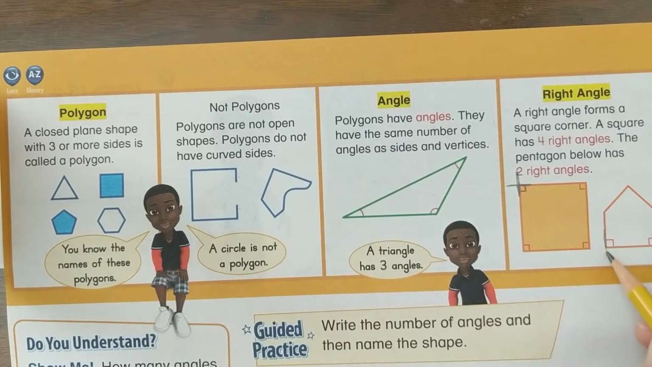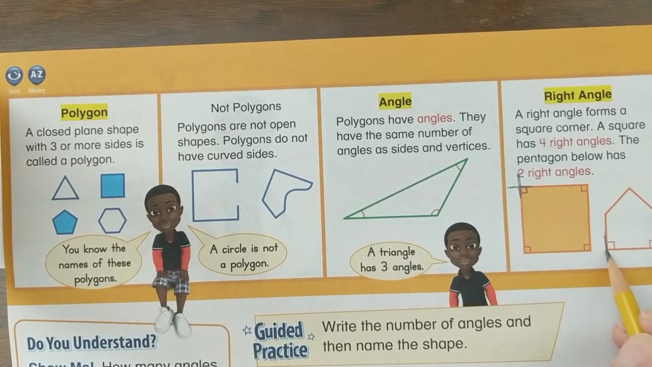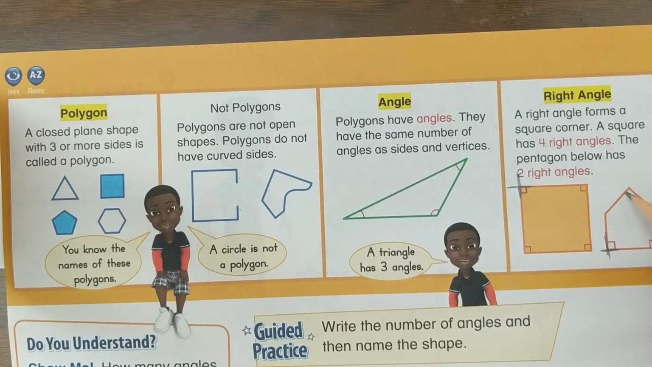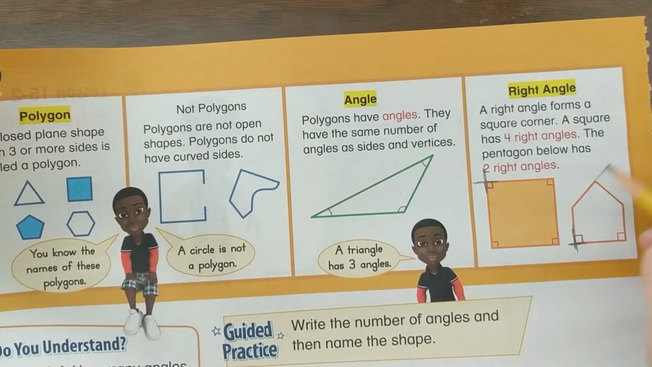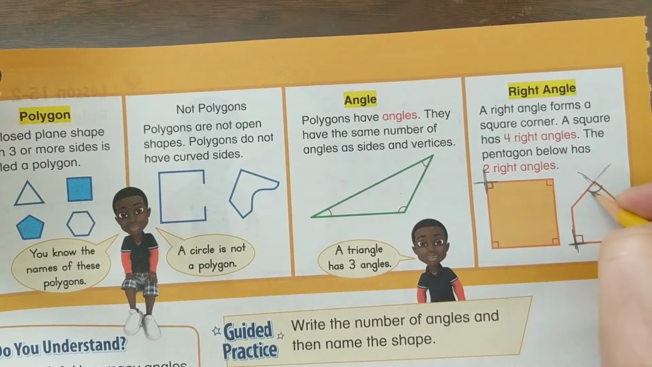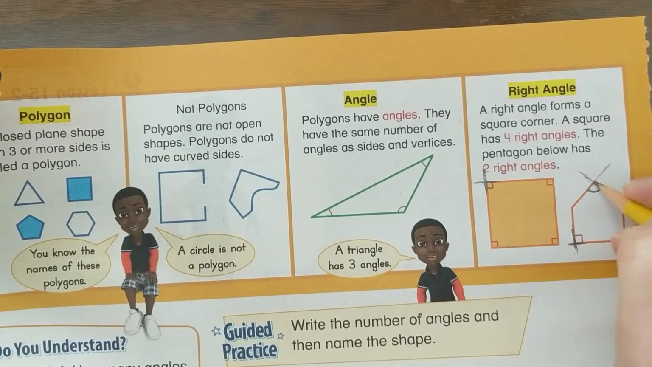So do you see here, this is going straight up and down, and here the line is going straight side to side. It's a right angle. But this line is not going straight up and down. It's going diagonal. Same thing with this line, it's going diagonal. So it did not create a perfect square. It is just a regular angle, not a right angle.